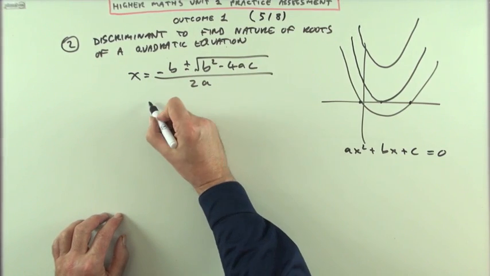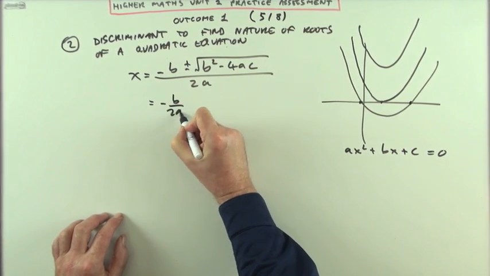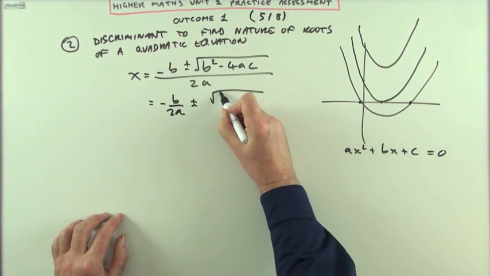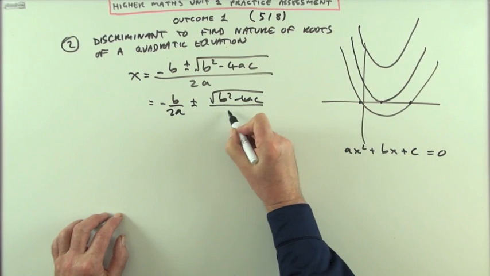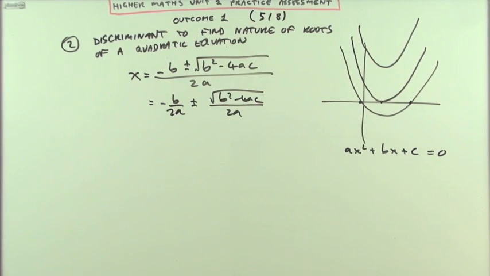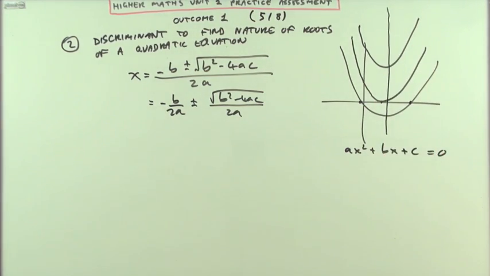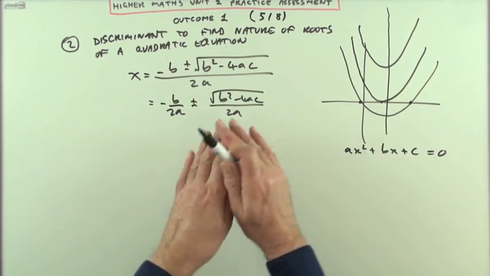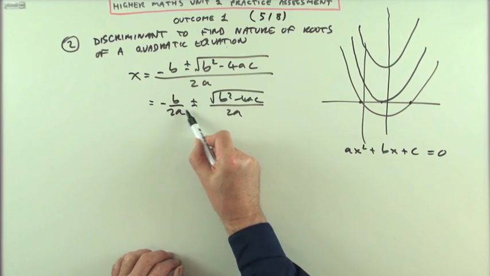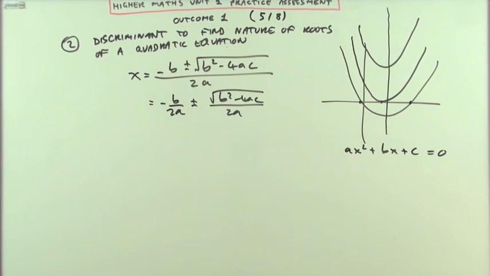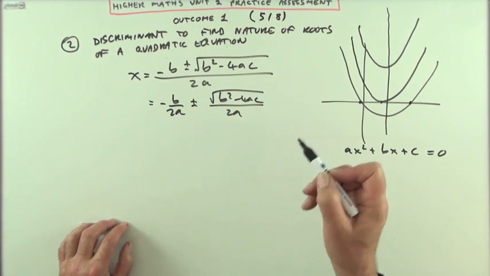You could almost split this into negative b upon 2a plus or minus the square root of b squared minus 4ac over 2a. And that negative b over 2a would of course stand for the centre line of it, and then the roots are placed equally on either side of it by this amount. However, that's not the purpose of this question. The purpose of this question is, how many roots would you get?